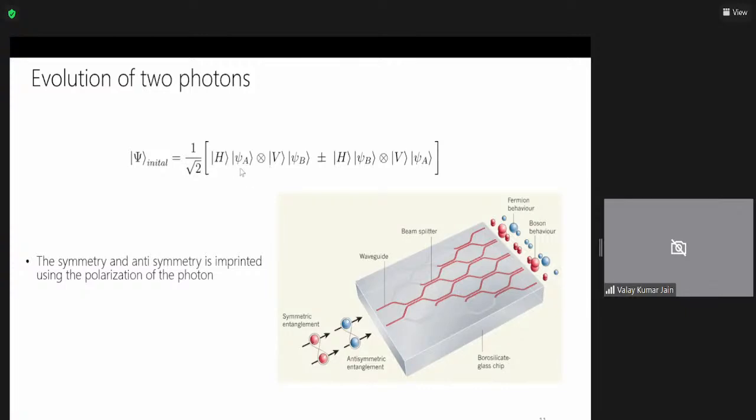So you have photon number 1 over here, photon number 2, and this summation takes care of the possible states that it can take. So H and V correspond to the polarization, and psi A and psi B correspond to the spatial evolution. Since I am creating the photons using some technique, parametric down conversion, or whatever technique you want to use, I have control over the polarization of the photon. And using this polarization, I can create this initial wave function to be either symmetric or antisymmetric in nature. And this will lead to bosonic and fermionic statistics, as you will see.